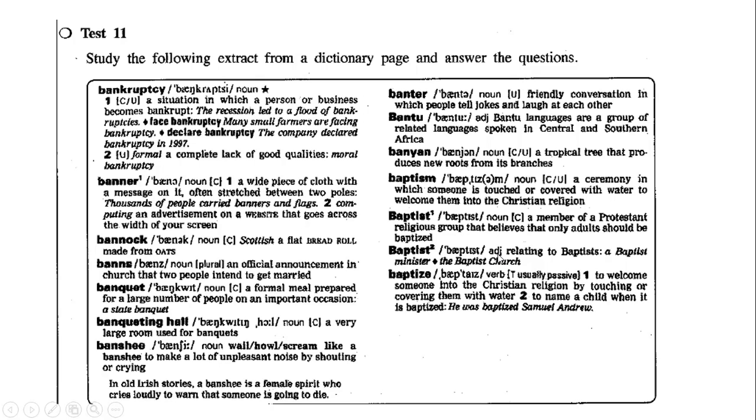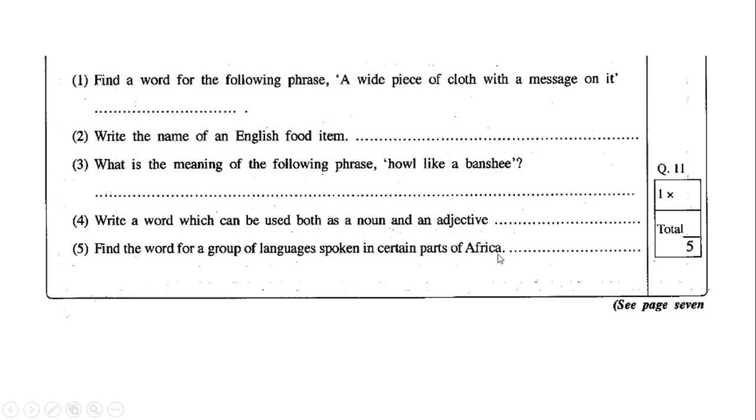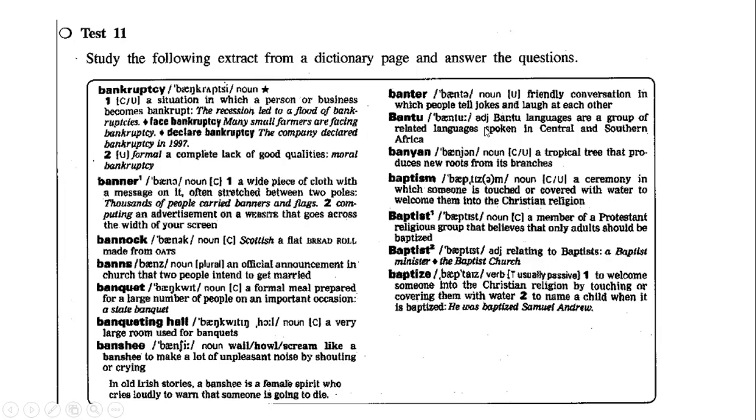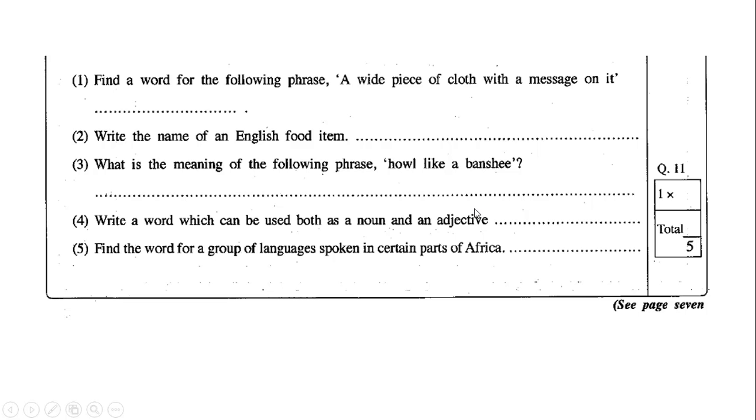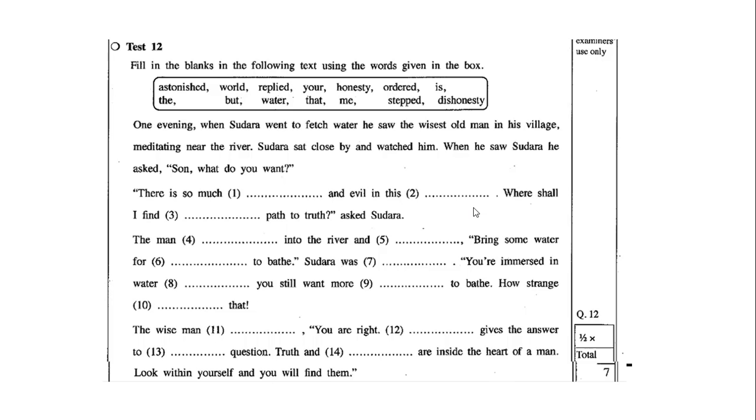It is here, noun and adjective. That is Baptist. Find a word for a group of languages spoken in certain parts of Africa. That is this one, Bantu. Bantu languages are a group of related languages spoken in Central and Southern Africa. So you will get totally 5 marks if you have written all the 5 answers correct. This is test 12.